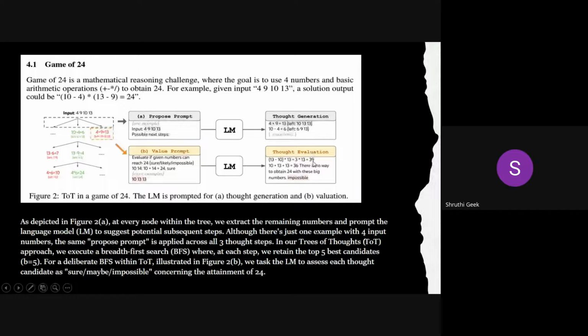So as you can see, 13 minus 3, into 13, equals 3 into 13, which is equal to 39. This doesn't give you 24. There is no way to obtain 24 with these numbers now. So it says this is impossible. And similarly, this is just one example.